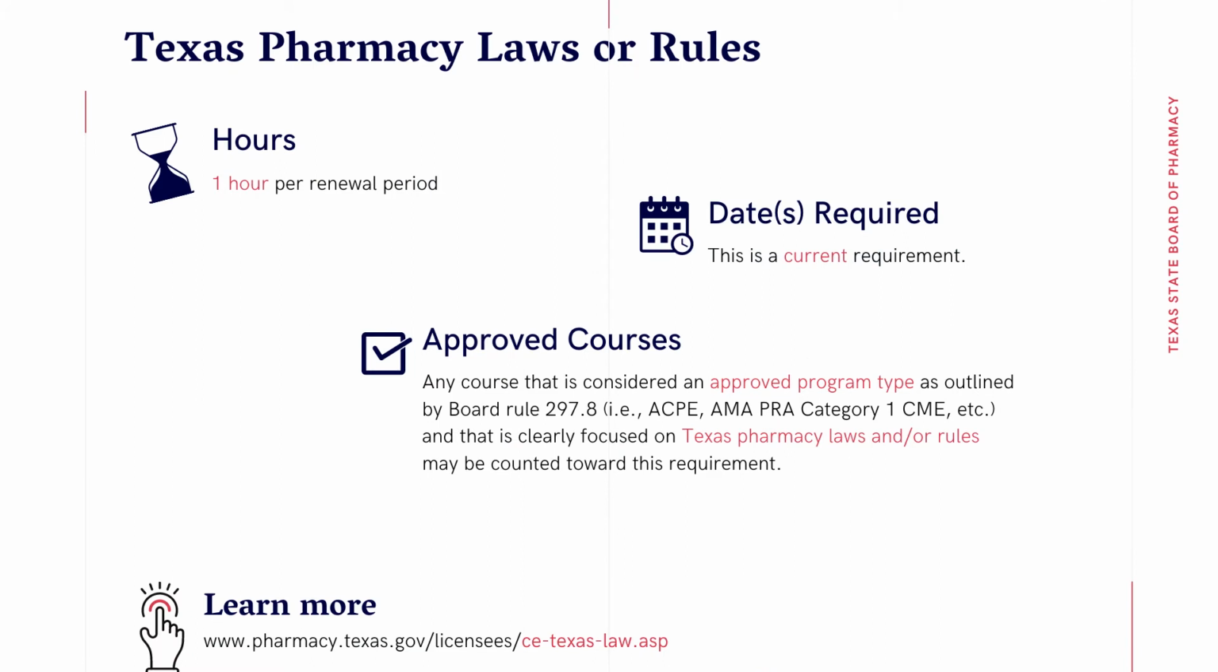Hopefully the Texas pharmacy laws or rules requirement looks familiar. There has been no change here in recent years, so you still just need 1 hour per renewal period. As far as approved courses go, any course that is considered an approved program type as outlined by Board Rule 297.8 and that is clearly focused on the subject of Texas pharmacy laws and/or rules could be counted. And you can also find this information on our website at the link at the bottom of this screen.